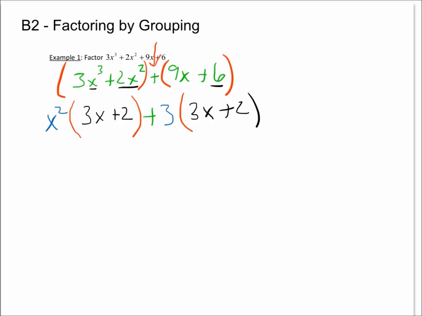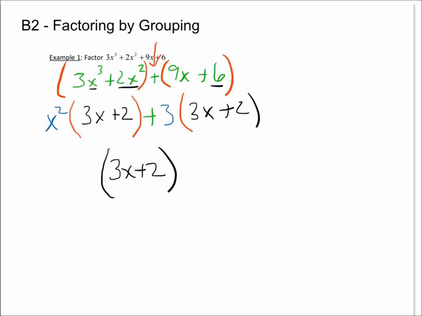Now, Algebra 2, check this out. Look what's left. In this group, I have 3x plus 2. And in these parentheses, this group over here, I also have 3x plus 2. This is one of my factors. One of the things that multiplies is that factor right there, 3x plus 2. And so I write it right there.